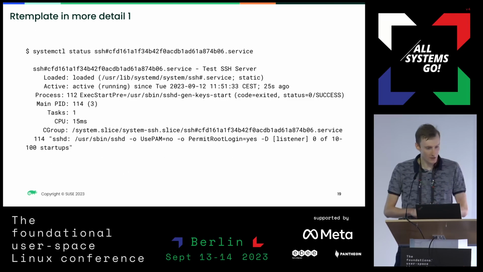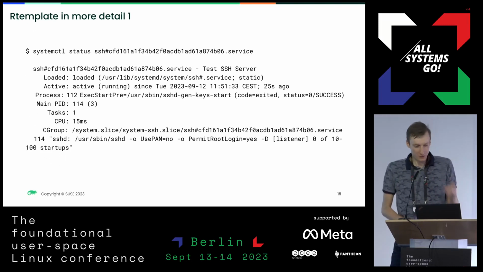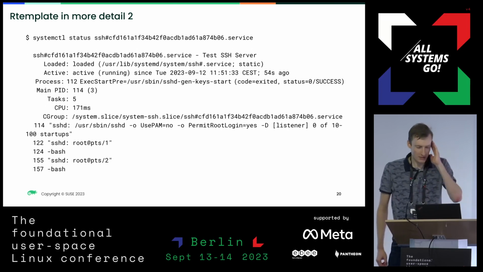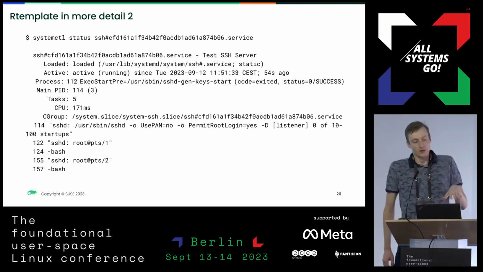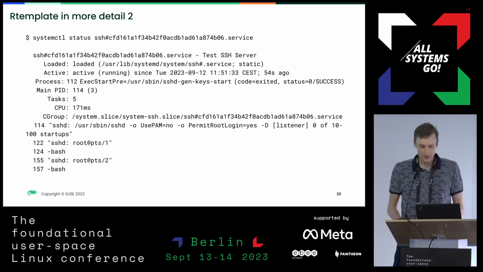If we look at the status of this instance or generation, now there is only the connection handling process, but if for example two clients connect, we can see that we have four more processes, two processes for each client. That's because I've also used the use PAM no option, so they are not spawned into a separate PAM session, but they remain in this main cgroup. The point here is they just represent the long-running jobs or long-running requests of the service.